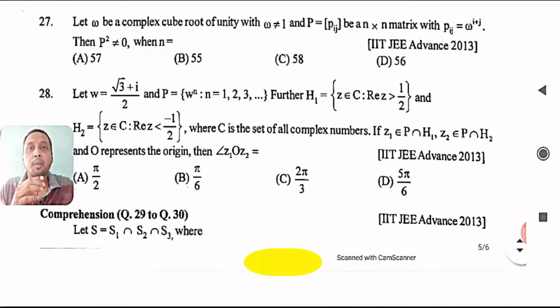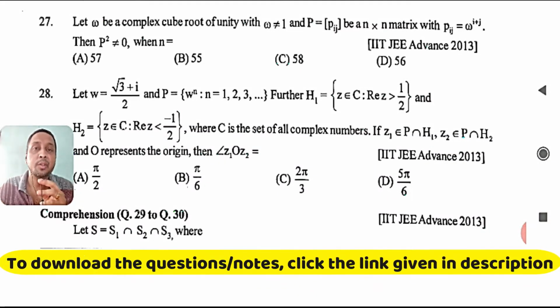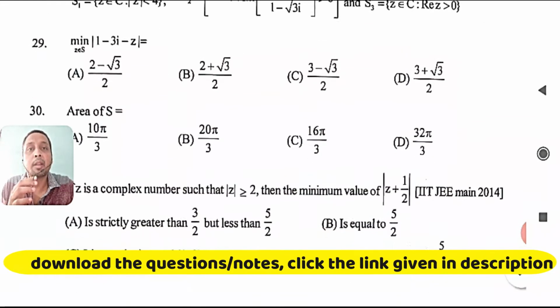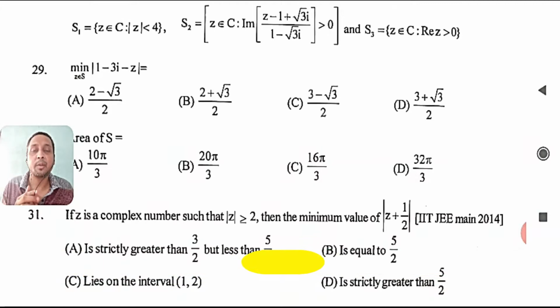Okay students, welcome you all to this new lecture in advanced level where you are solving previous year IIT JEE questions on complex numbers. So today we will be solving question number 27, 28, 29, 30 and then 31. Okay, then let's try to solve these questions.